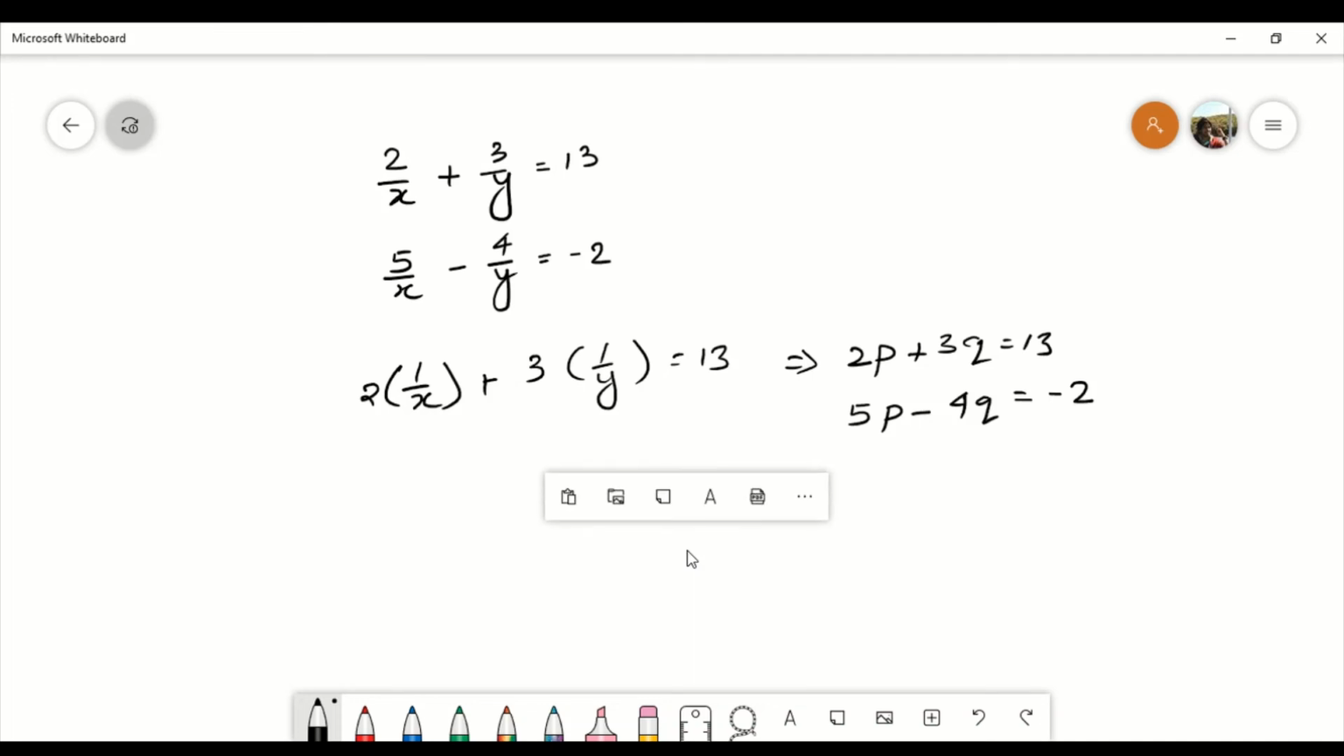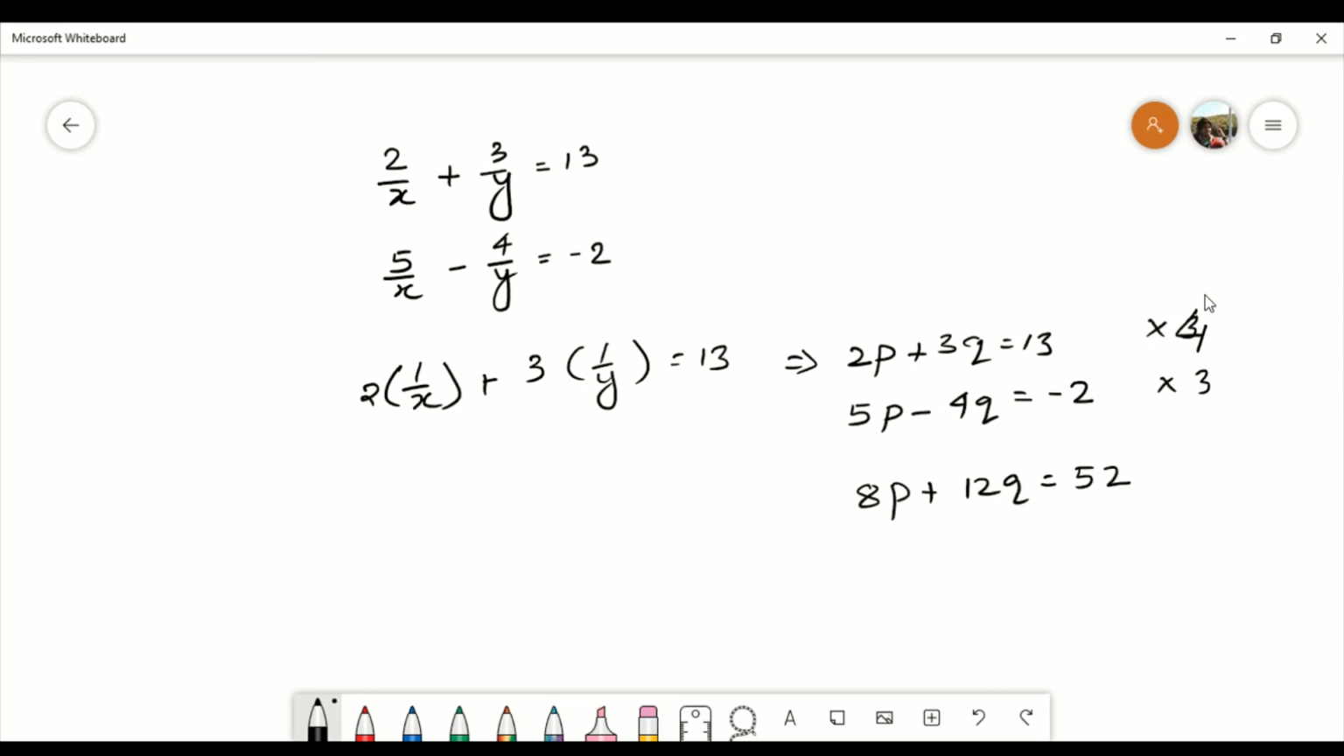So I can again take any of the algebraic methods to solve this problem. So let's go with the method of elimination. So what we'll do, we'll have to make the coefficient of any one variable equal in both cases. So let's say we try to make the coefficient of q the same. So we'll multiply this by 3 and multiply this by 4 to get 12 in both cases. So we get 8p plus 12q equal to 52, and 15p minus 12q equal to minus 6, right?